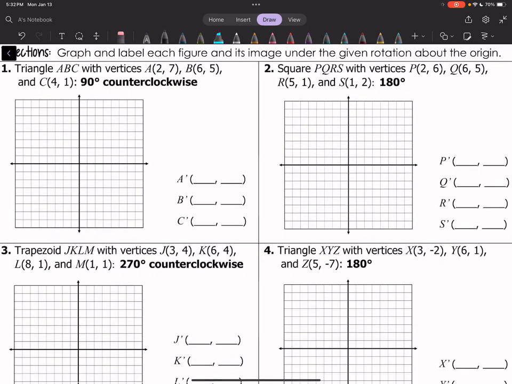Graph and label each figure and its image under the given rotation about the origin. Triangle ABC with vertices 2, 7, 6, 5, and 4, 1. I'm told to label each figure, so whenever I plot my points, I need to have labels, and to graph its image. I do not need the pre-image. I'm going to do the pre-image on just number 1. After that, I'm just going to be graphing the image because there's really nothing for me to do with the pre-image.